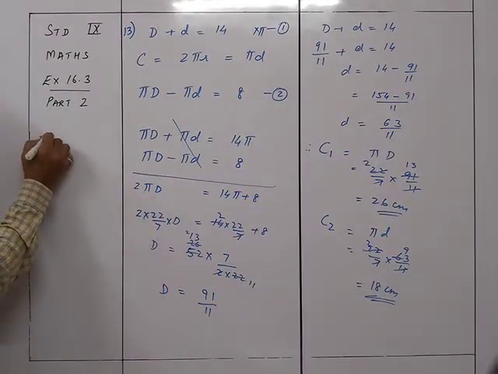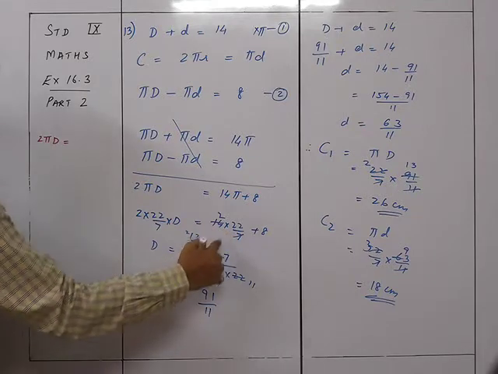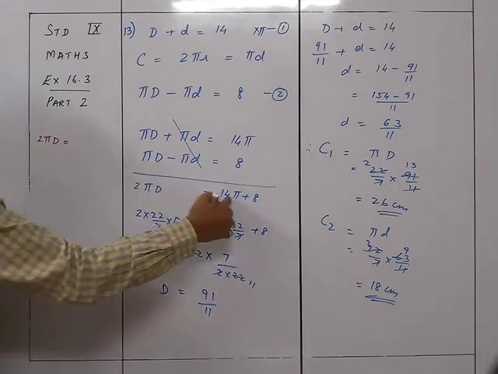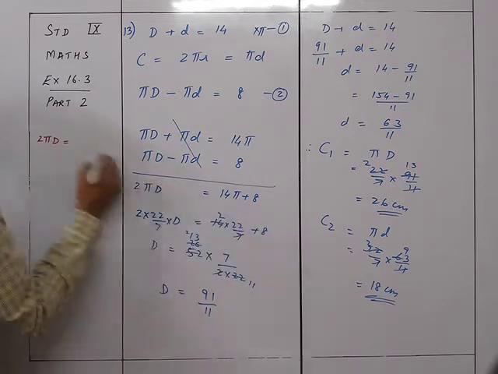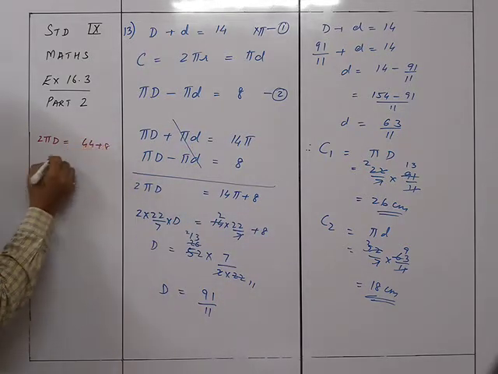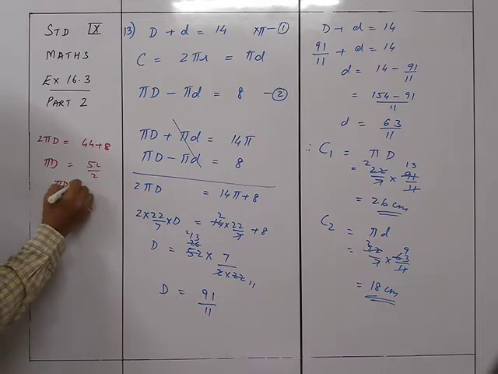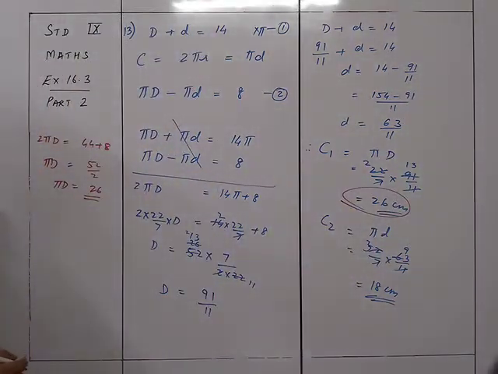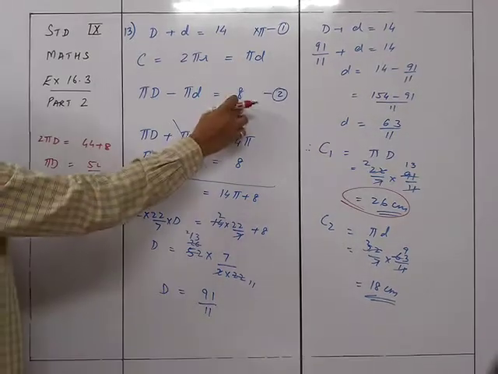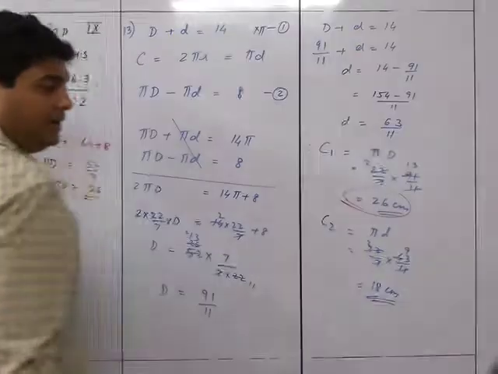You got 2 pi D is equal to 52. That is 2 pi D, 14 into pi. 14 into pi was how much? 4 cancel, we got 44 plus 8. That is 44 plus 8. So that means pi D is equal to 52/2. So pi D is equal to 26. That is what exactly we got over here. And then you know the difference between these is 8, so automatically the other one will be 26 minus 8, 18.